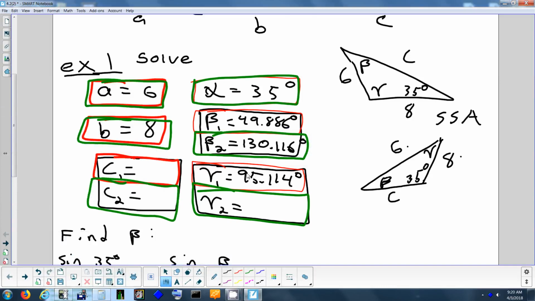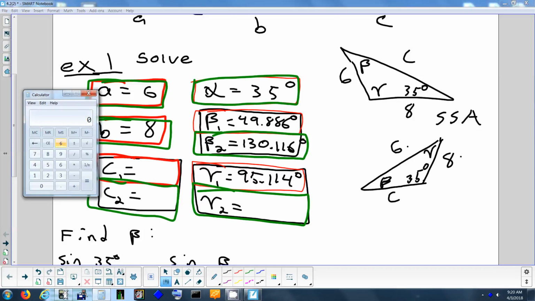Any questions on how I got that? Now at this point, if you want, you could find C1. But I kind of like to just finish the angles off, so I'm going to find gamma 2 first. Jordan, what are the two angles I'm going to add up to get gamma 2? Beta 2 and alpha. Yep, so 130.116 plus alpha gives me 165.116. Subtract from 180. And there's gamma 2, 14.884.